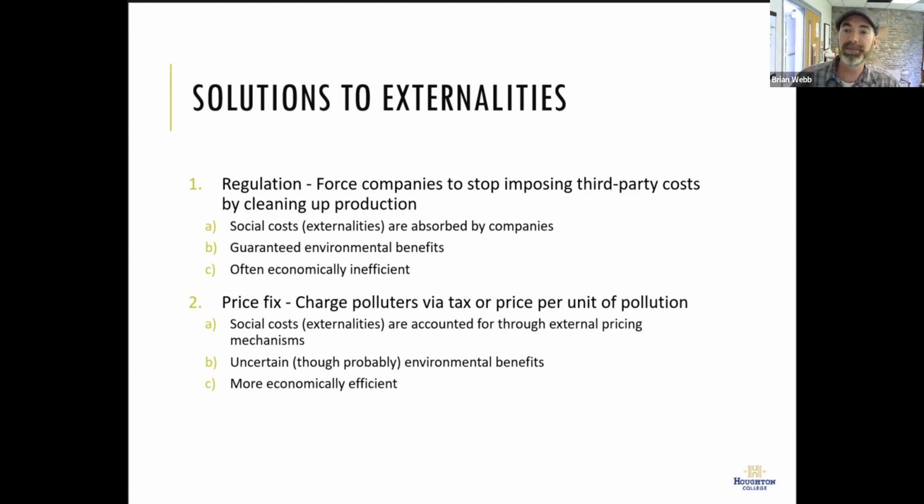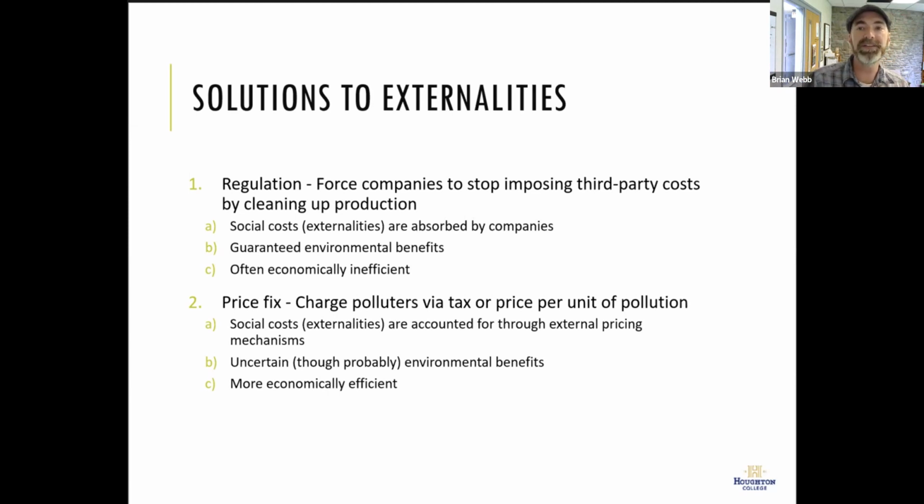So if you're pricing pollution, that's making the product more expensive. But in the process of making it more expensive, it's actually paying its true cost to society, because that cost that's paid for it can be used to help offset the problem over here. So the social costs, the externalities, are accounted for through this external pricing mechanism. That one has uncertain environmental benefits, but it's much more economically efficient. And if priced correctly, can have really positive results.